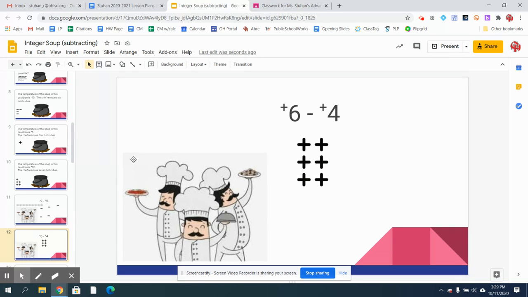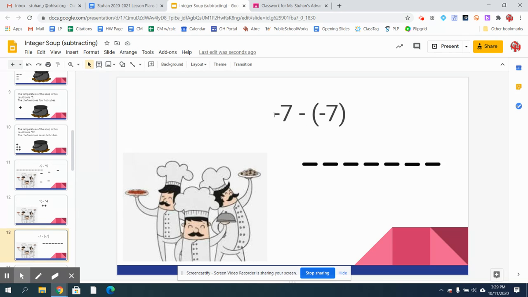So here's another example. We have positive 6, which I've represented with our 6 plus signs, and we want to subtract positive 4. So we have 4 plus signs that we can take out. Delete, delete, delete, delete, and the temperature of our soup is now positive 2.